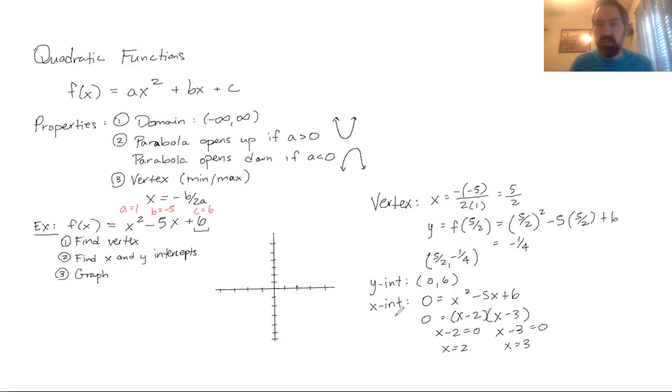Remember, for the x-intercept, we let y equal 0. So x equal 2 corresponds to 2, 0. And x equal 3 corresponds to 3, 0. The y values are 0 in those two points.